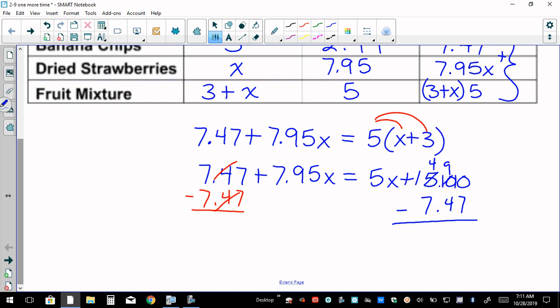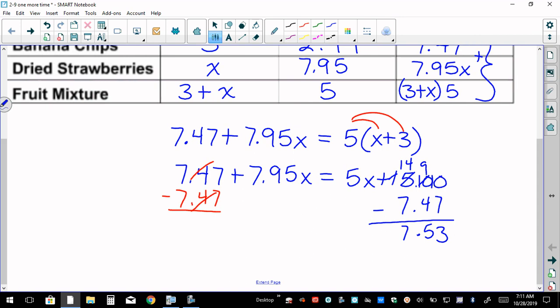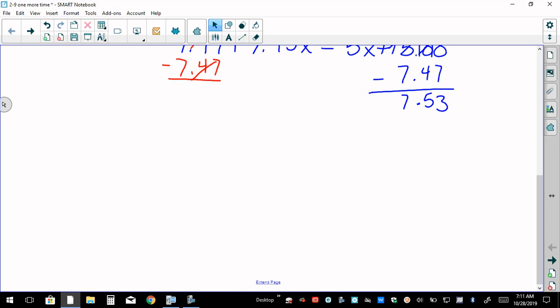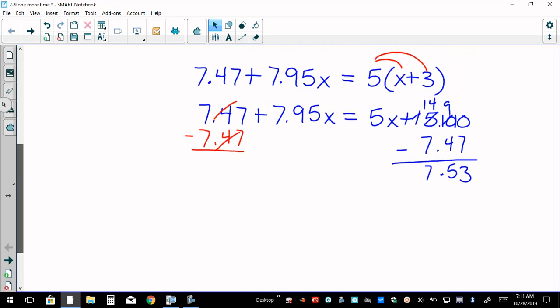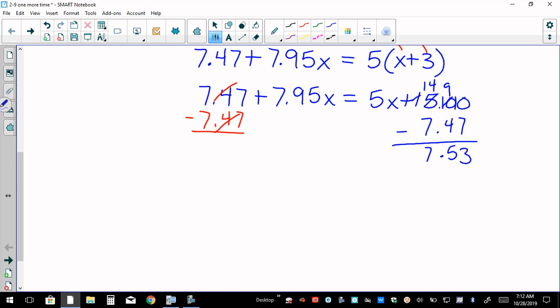Do a little longhand math. We've got $7.53 left on that side. So let's just rewrite this and make it look a little bit better. Okay. So on the left side, we're left with $7.95x equals 5x plus $7.53.